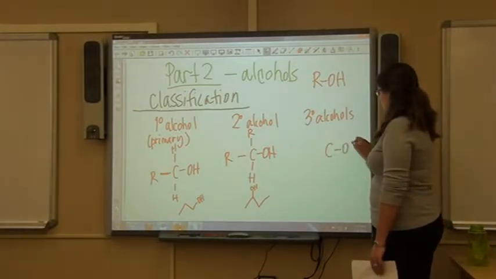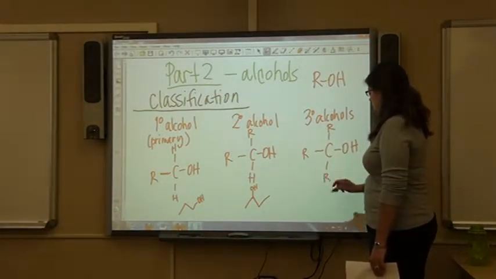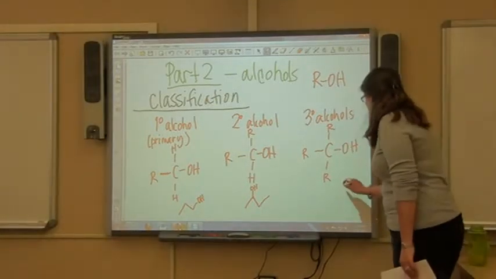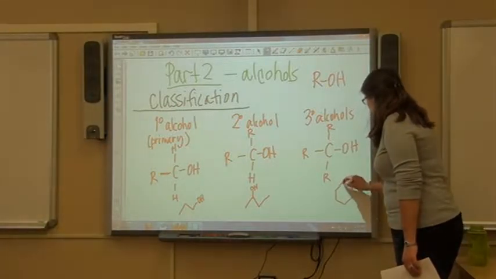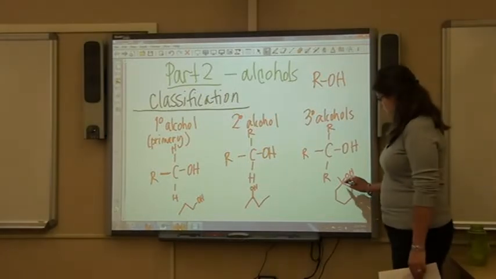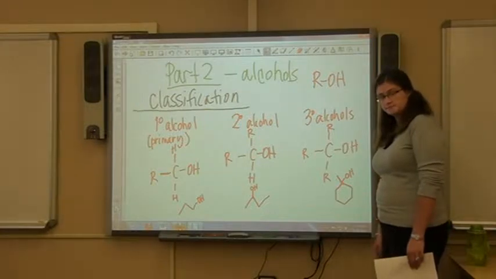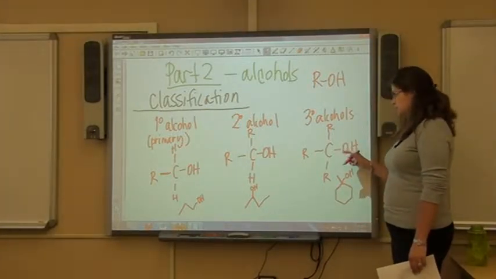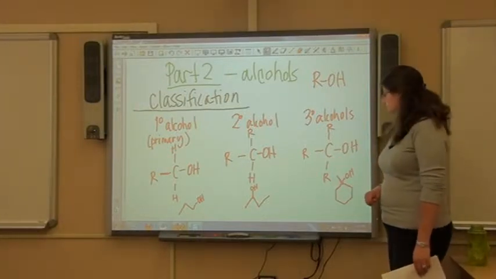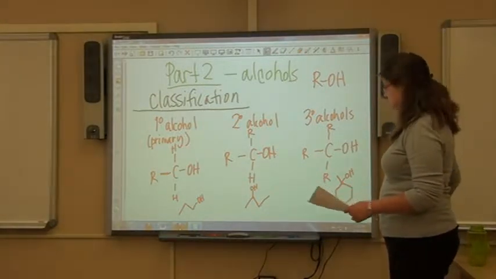And a tertiary alcohol means that the carbon that has the alcohol group is surrounded by all other carbon bonds. Here's an example of a tertiary alcohol. This carbon here has 1, 2, 3 carbon-carbon bonds. In other words, this carbon has no hydrogen bonds. Those are the classifications of alcohols.